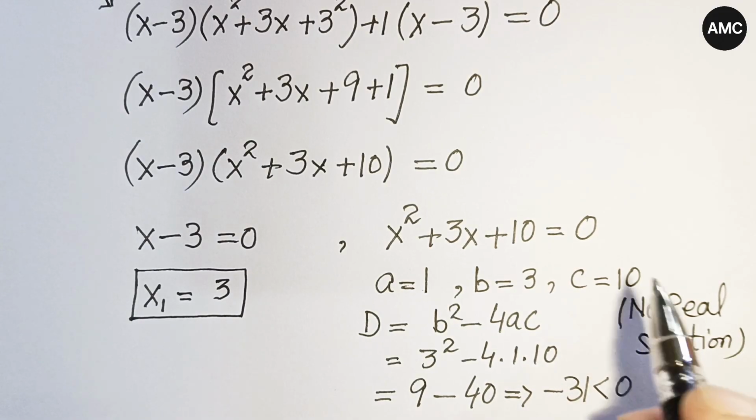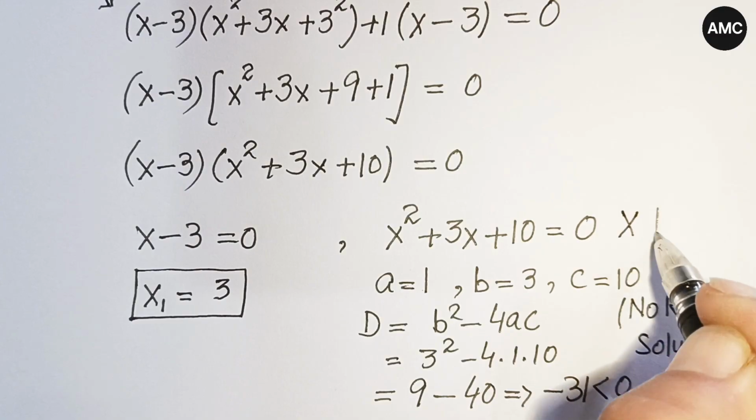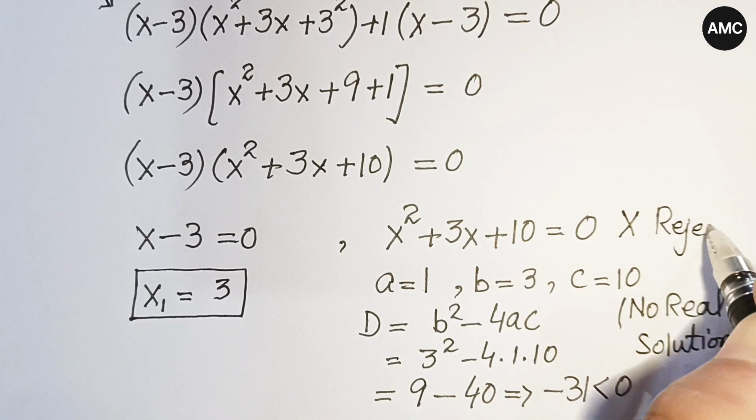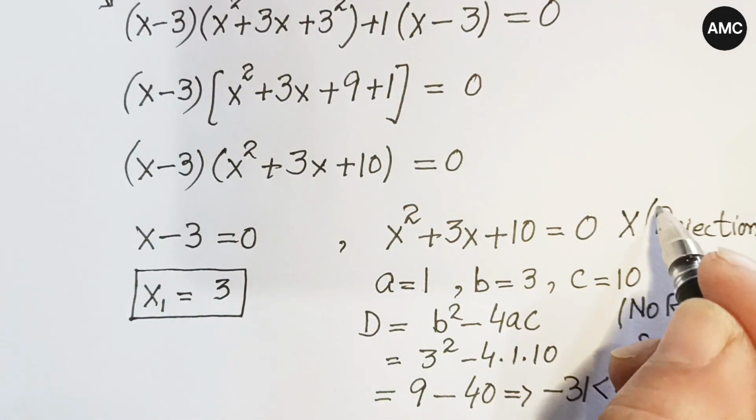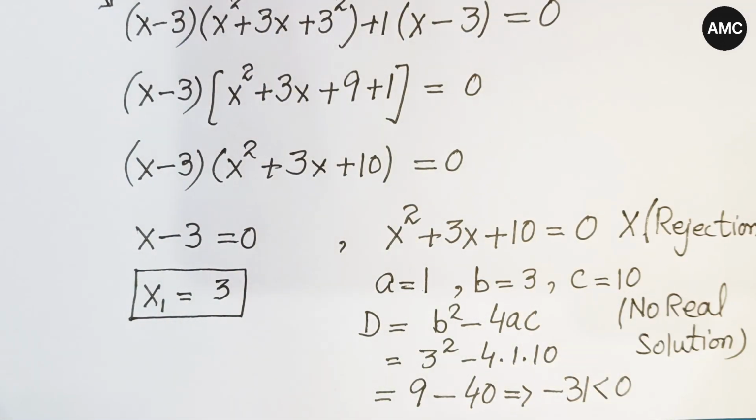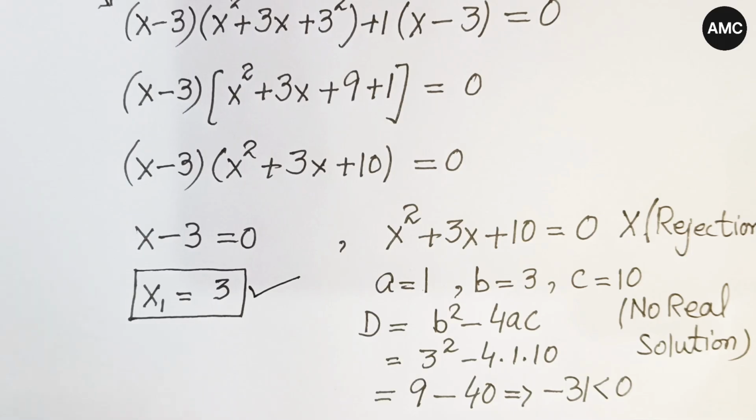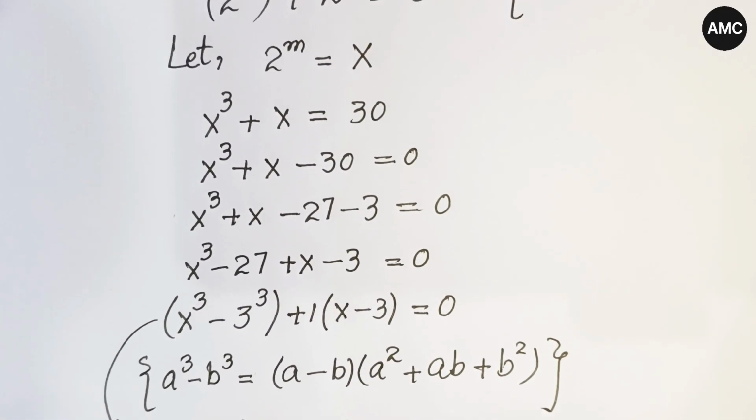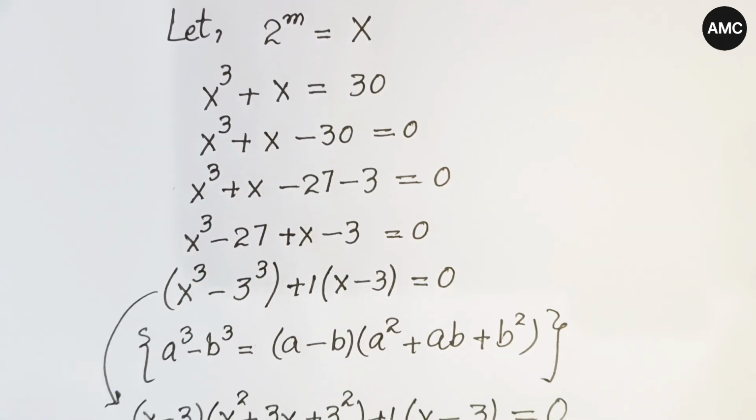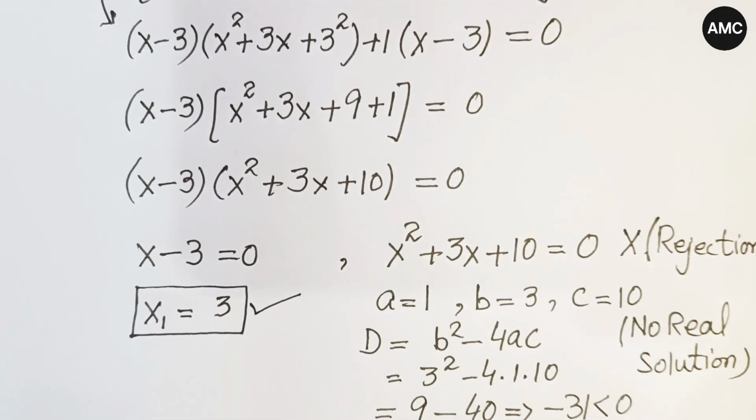It means that we are going to just reject this equation. It is rejected because in the given question it is given that the value of m will be a real number, so we are going to just take this real value of x. Now we know that according to our substitution, 2 to the power m is equal to x.